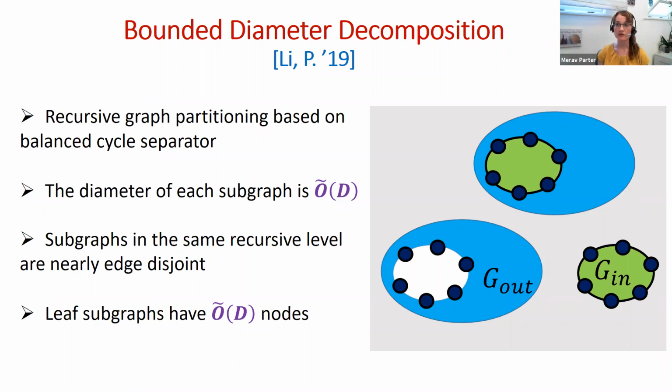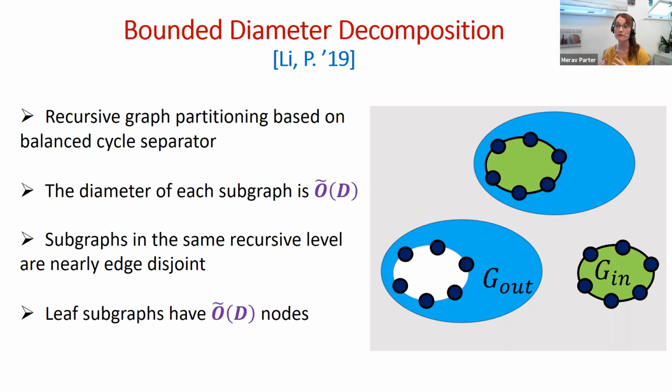This is why, with Jason, we provided a scheme for applying this balanced cycle separator in a recursive manner, but in a very careful way that provides us two useful properties. The first one is that throughout the recursion, whenever we decompose the graph based on the cycle separator, the subgraphs are going to have a diameter that is bounded by roughly D, which is the diameter of the original graph. So it's bounded diameter. The second property is that if you look at all the subgraphs in the same recursion level, these subgraphs are almost edge disjoint. And that means that the distributed algorithm can work on all these subgraphs in parallel, simultaneously, without paying any overhead of congestion.